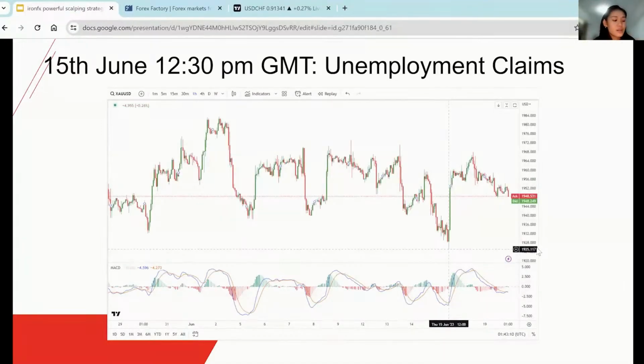Now, if we look at the same chart, or rather the same event, but on the gold chart, we actually see the opposite effect happening. So for gold, similarly on the H1 at 12 o'clock on the 15th of June, we actually saw prices rise significantly. So the DXY and gold typically have a negative correlation. So whenever the DXY drops, we can expect gold to increase and vice versa.